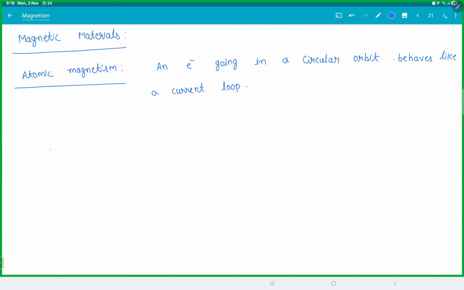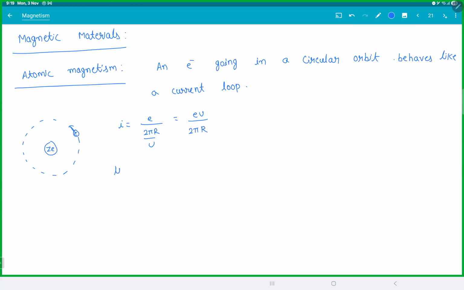And we know a current loop will generate a magnetic field. That means each atom behaves like a magnet. So current I will be e by time, which is 2 pi R by v, which is e v by 2 pi R.